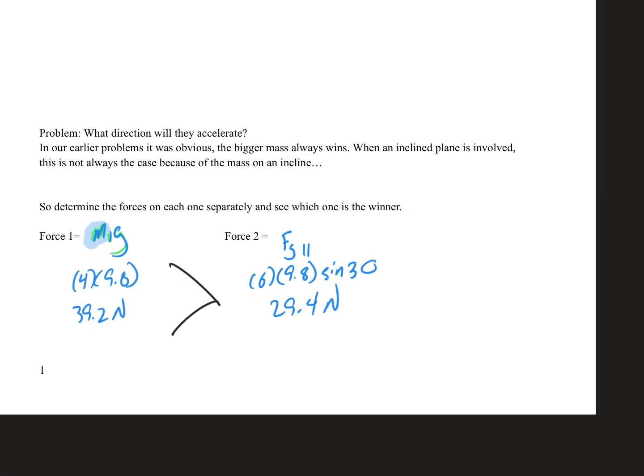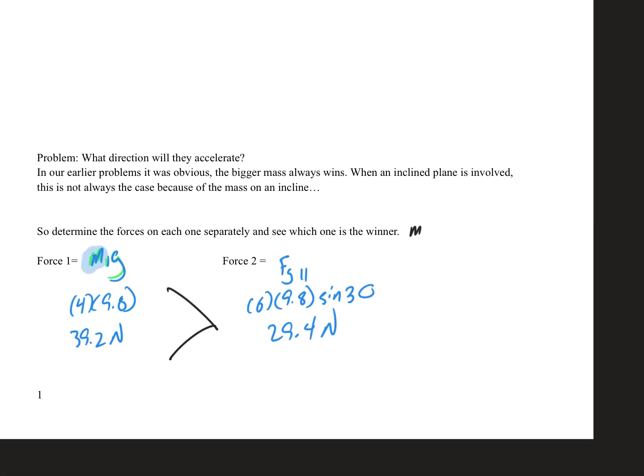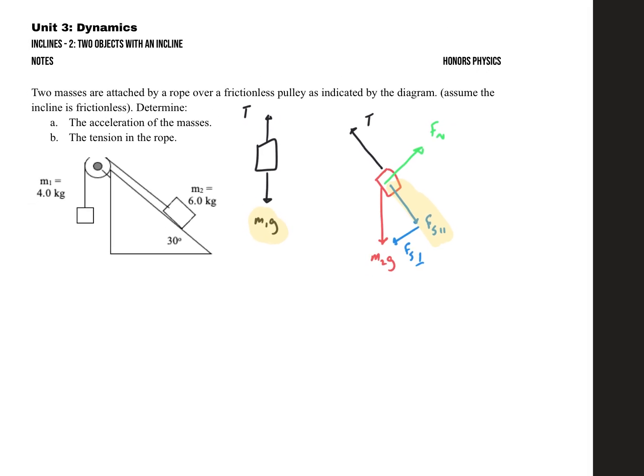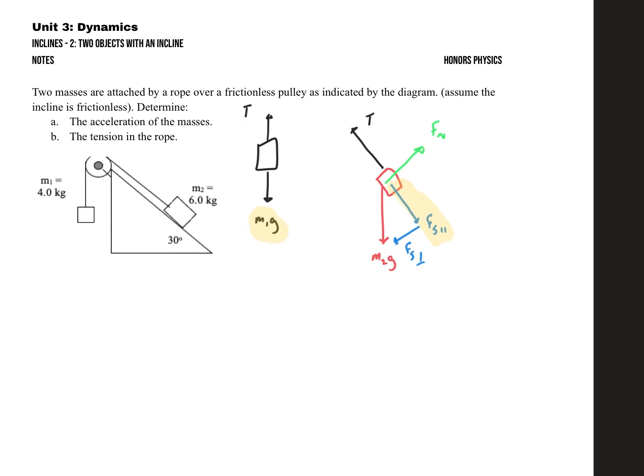So what that tells us is mass 1, the hanging mass, accelerates down, and mass 2 accelerates up the ramp. So it's going to be important in terms of how we start defining things. So here's my question again. It looks like this thing accelerates downward this way, and the block accelerates up the ramp.